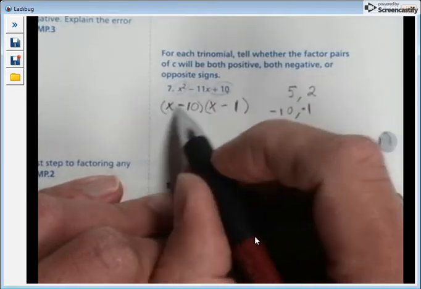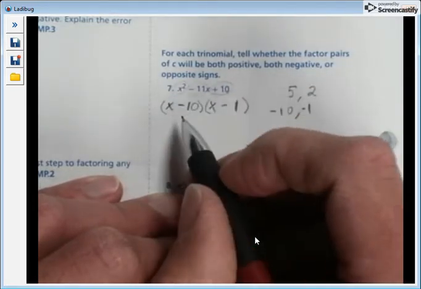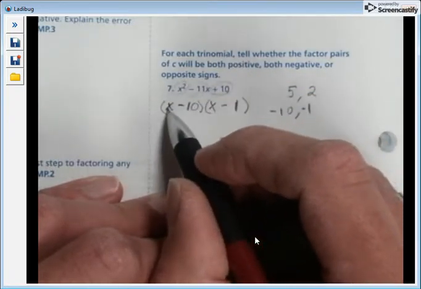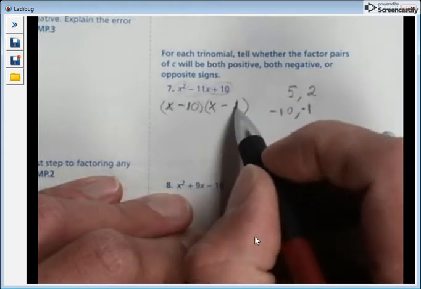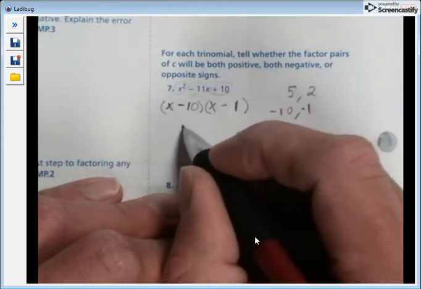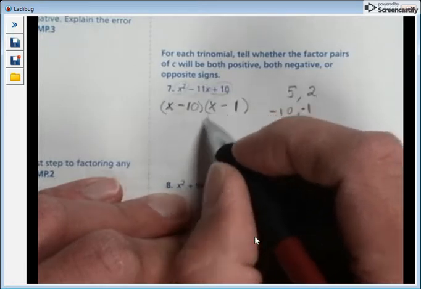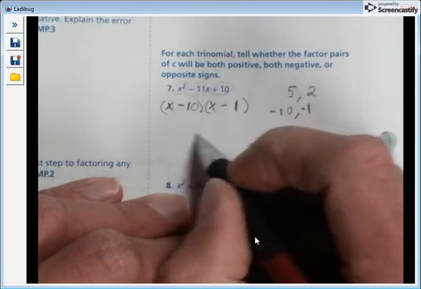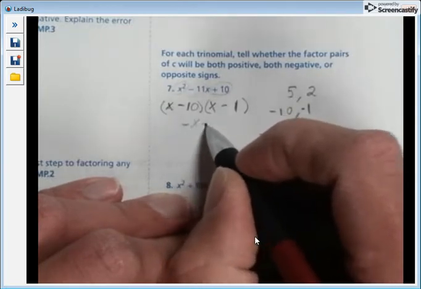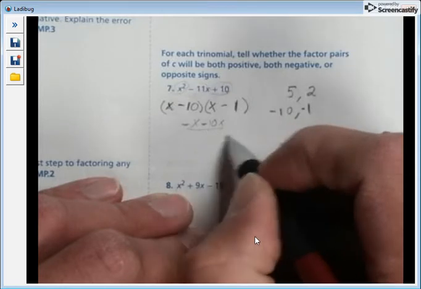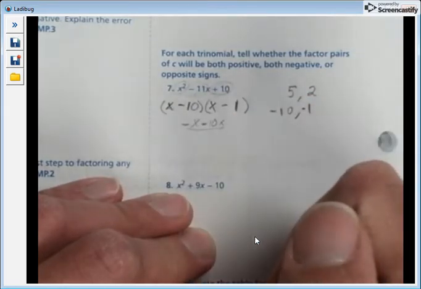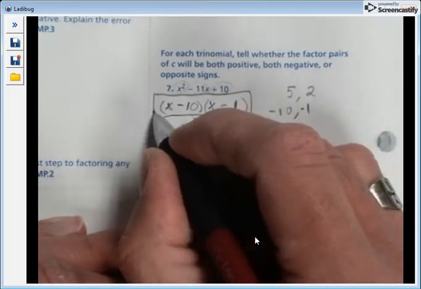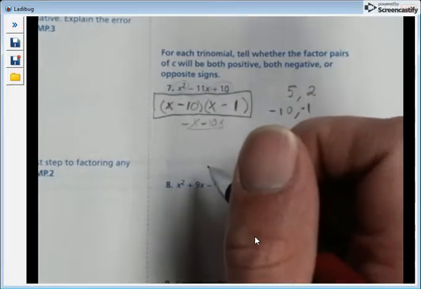Because you know that we use the distributive property. If I wanted to simplify this out or write it in expanded form, you do x times x is x squared, x times negative 1 is negative x, negative 10 times x is negative 10x, and negative 10 times negative 1 is a positive 10. And then in the middle, you'd be left with negative x minus 10x, which gets you back up to that negative 11x. All right? So this is the factored form of x squared minus 11x plus 10.